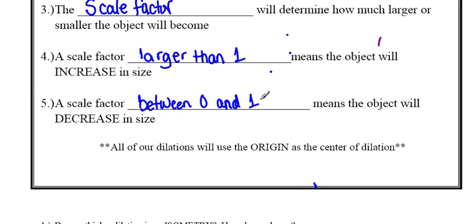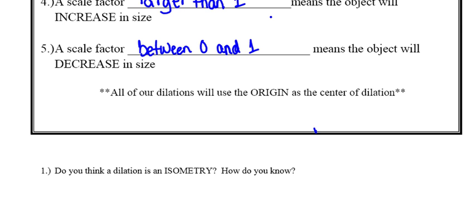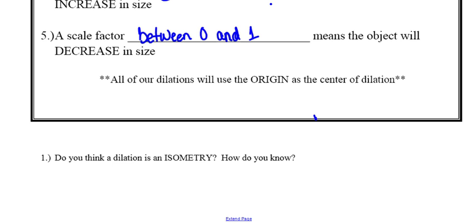For our course this year, all of our dilations are going to use the origin as the center of our dilation. So I'd like you to think for a minute and ask yourself the question, is a dilation an isometry? How would you know? I don't really care if you get the answer to this question wrong, but I would like you to pause the video right now and answer that question. If you know what an isometry is, it should be a fairly simple and straightforward answer. If you need to, get your notes out and look at what an isometry is so that you can answer the question.